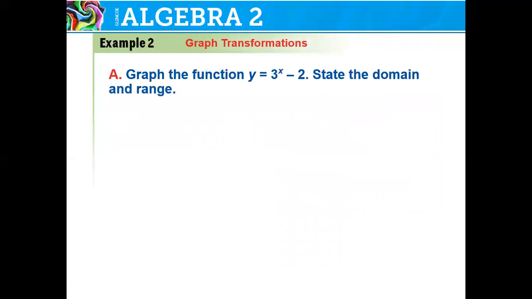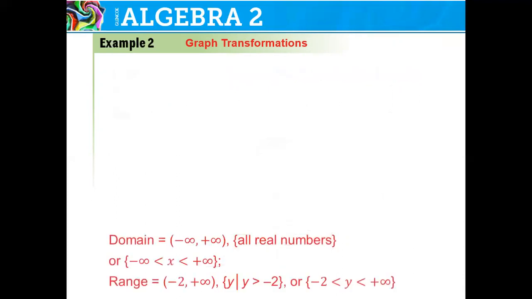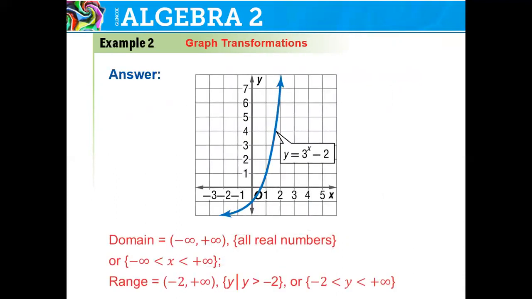Let's see the first example. We need to graph the function y equals 3 to the x minus 2, and then state the domain and the range. We can use the table that we've used in the previous examples. Here we have more points. And because I have 3 to the x minus 2, I know that minus 2 is my k. Since it's negative, I know my graph will go 2 units down. And this is exactly what we can see here.